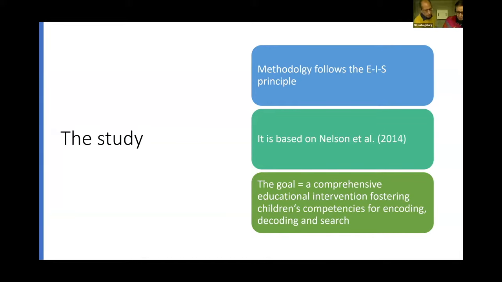Oh, excuse me, we have to explain this. The EIS is from Bruner, of course. You want me to? Yeah. Good, you go ahead and say it.